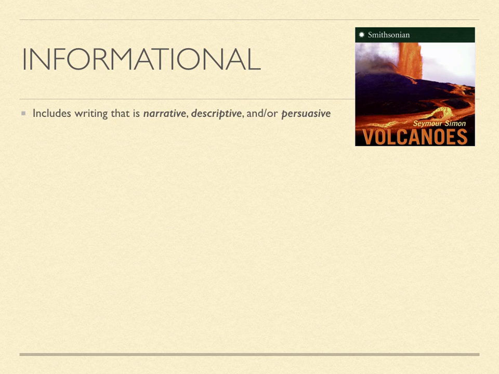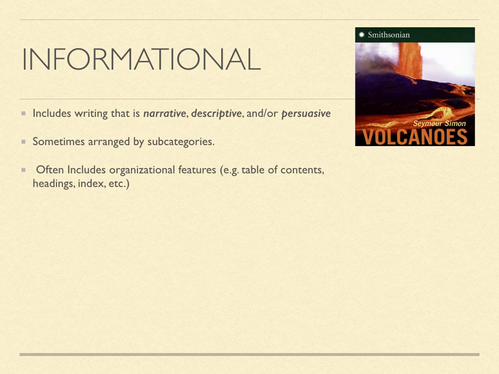Informational text is a very broad range of text. It includes narrative, descriptive, and or persuasive stories. The example I show here is Seymour Simon's Volcanoes. Seymour Simon is an author that has a wide range of informational texts available. They are primarily descriptive texts, giving information about specific topics, in this case, volcanoes.